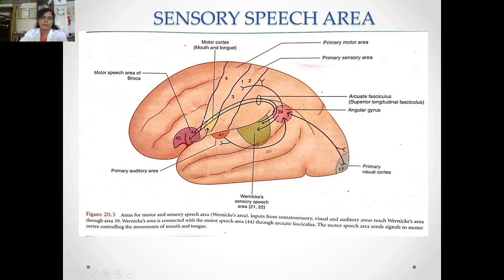In turn, this motor speech area projects to the primary motor area, in the lower part of which the pharynx, larynx, tongue and lip muscles are represented, and this primary motor area stimulates these muscles and there is production of speech.